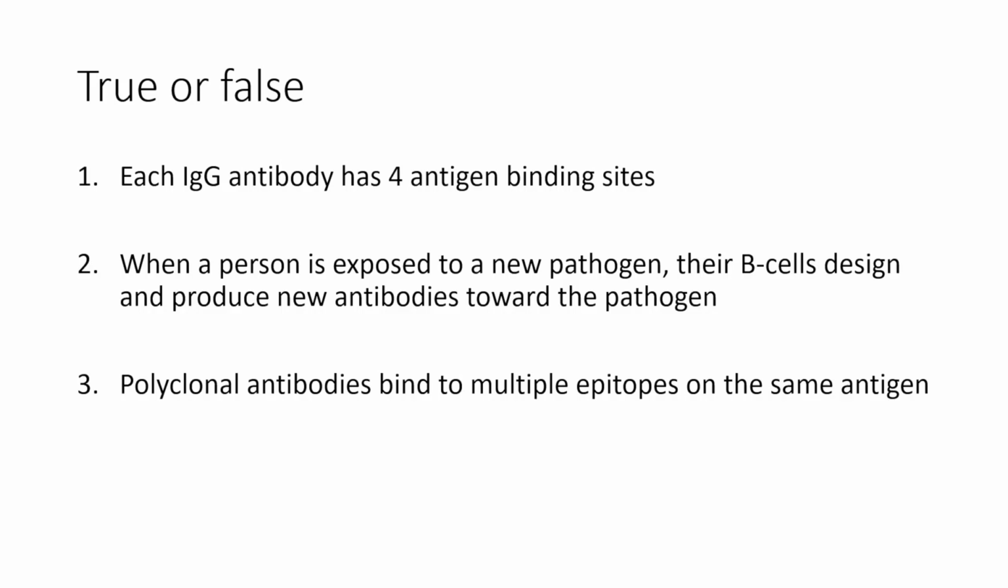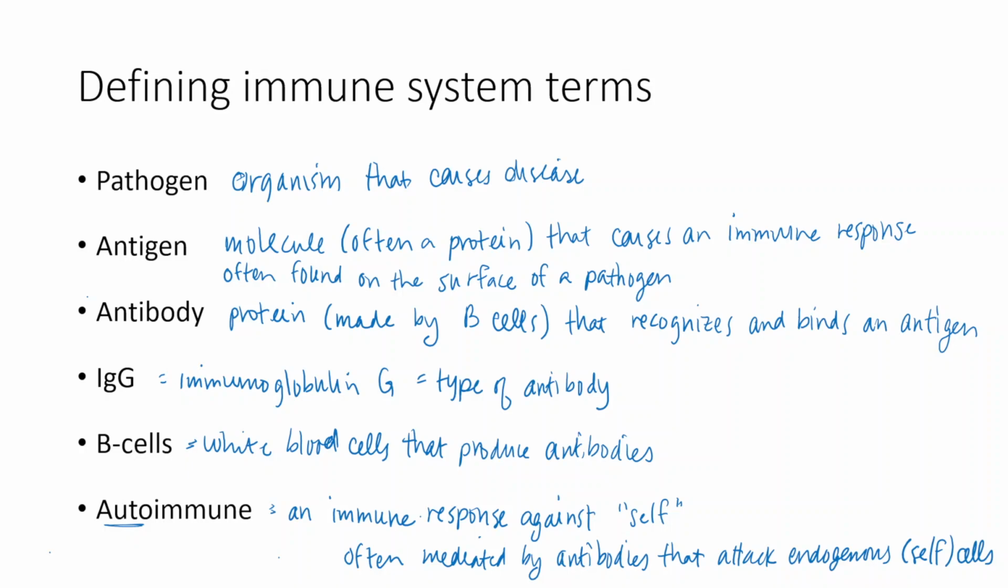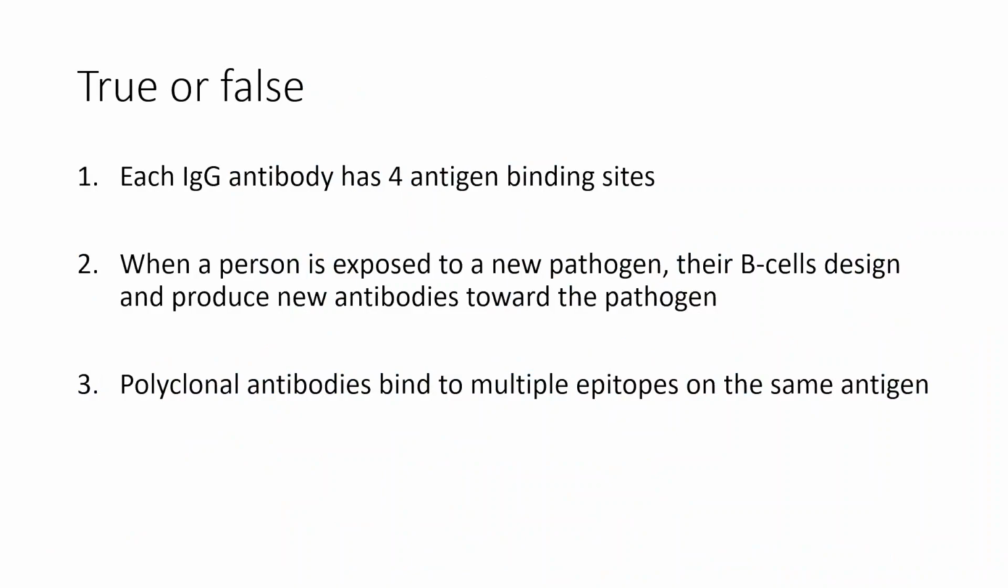So number one, each IgG antibody has 4 antigen, did you have a question? Endogenous. Sorry. Yeah. So does each IgG antibody have 4 antigen binding sites? Yeah. False. How many does it have? It has 2.